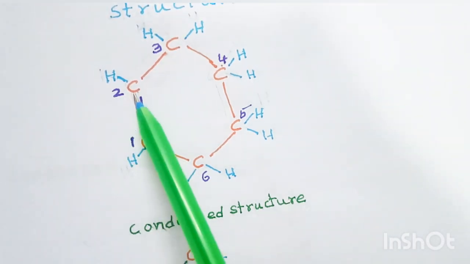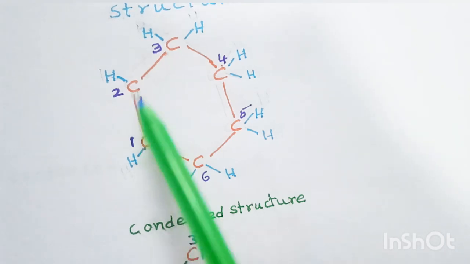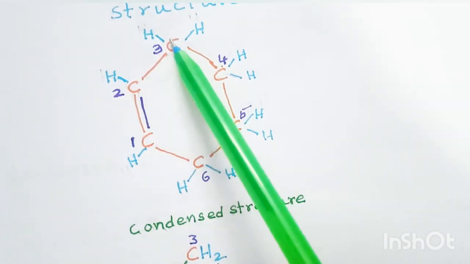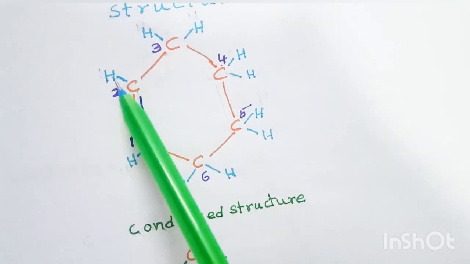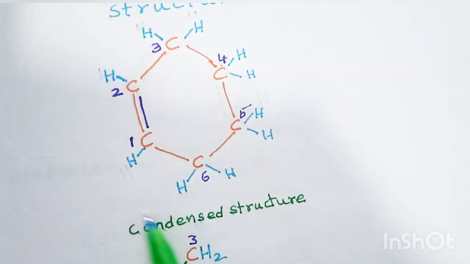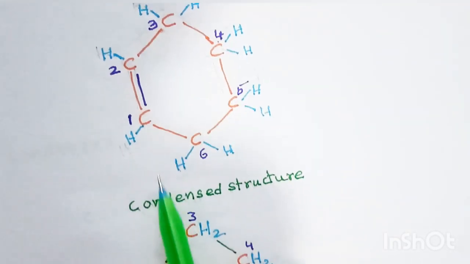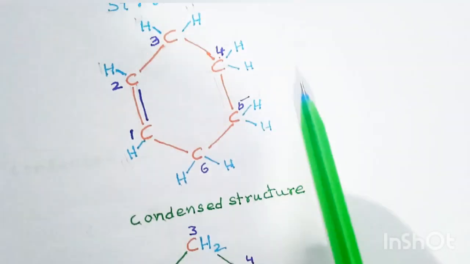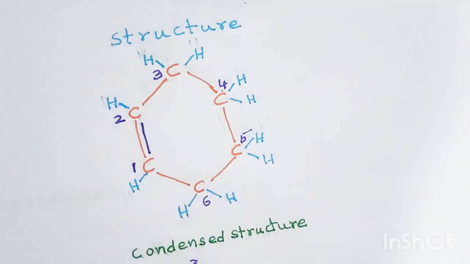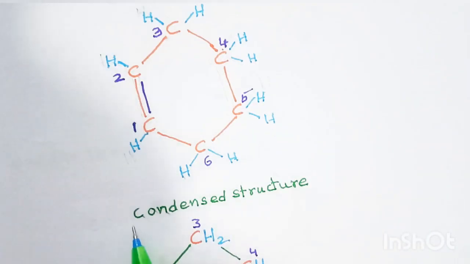Second carbon atom is having a double bond with first carbon and a single bond with third carbon. So it needs 1 more bond. 1 more bond is formed by hydrogen atom. This is the structure of cyclohexene. Okay. Now the condensed structure of cyclohexene.